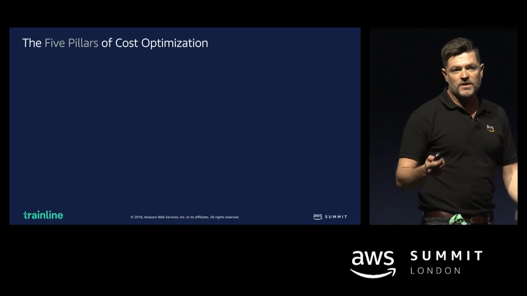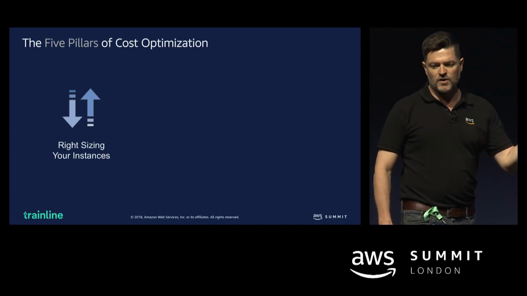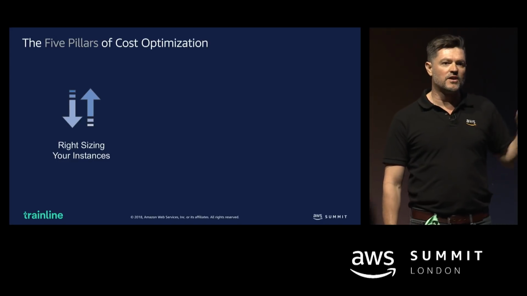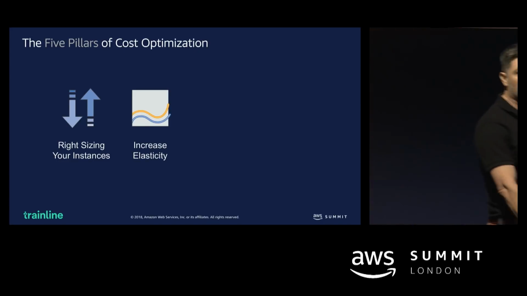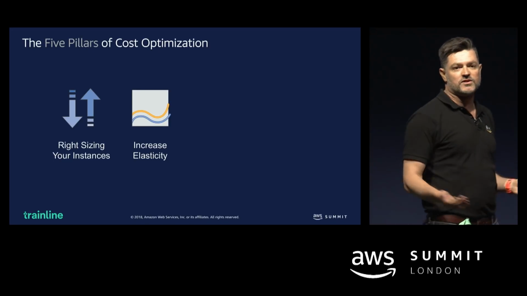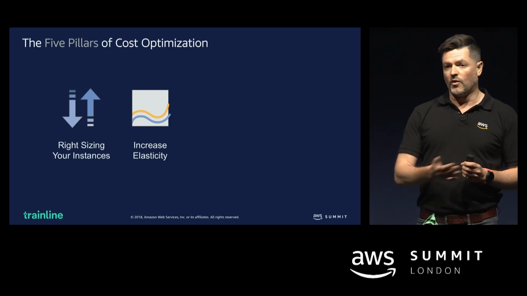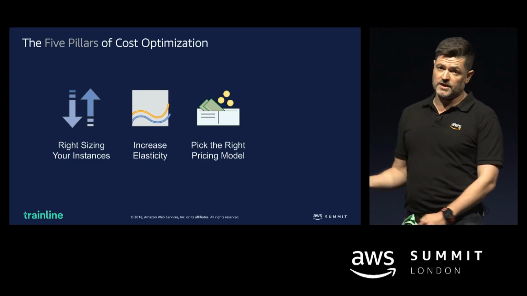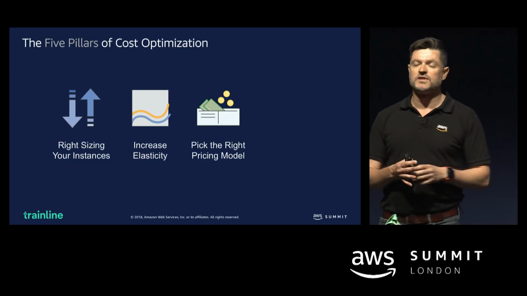What do we talk about with our customers? And this is where we start. First, right-sizing your instances. Let's look at what you're running. Let's look how you can best run it. Next, increase elasticity. You're moving to the cloud. You want to be scalable. This is what it's all about. Make sure you've got the right environment for your workloads. Pick the right pricing model. This is where cost optimization really comes into effect.